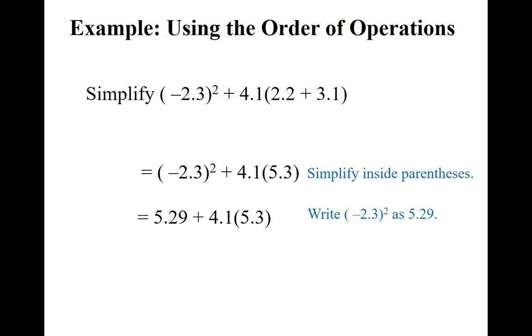We have addition, we have multiplication. Multiplication comes first. 4.1 times 5.3 is 21.73. Again, feel free to pause and work these out. Make sure you're getting the same answers. Finally, we add 5.29 plus 21.73, and we get 27.02.